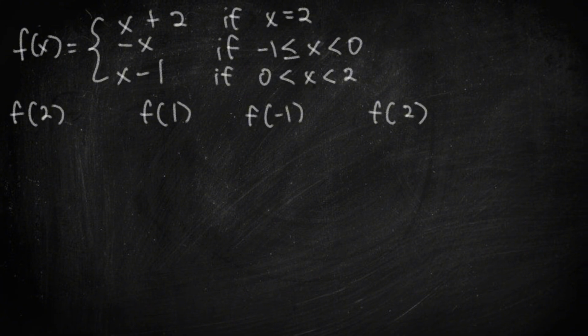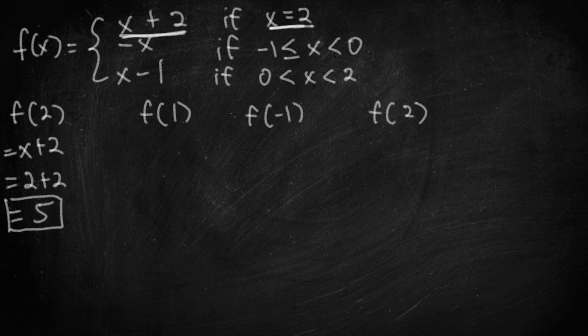So we know the value of 2 is defined in this formula here. So we know that we will use this formula, x plus 2, to solve this function. So just copy x plus 2 and just substitute 2 there. 2 plus 2, and we will have 4. So the value of this function where the value of x is equal to 2 is equal to 4.